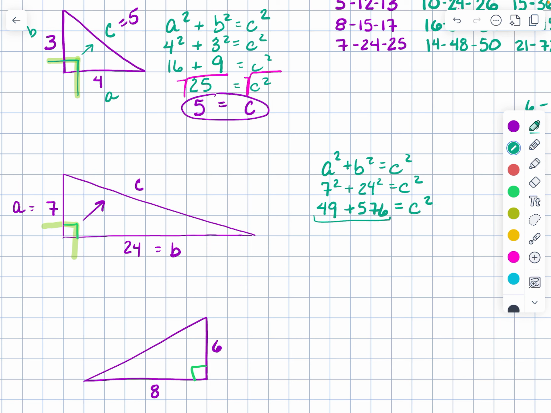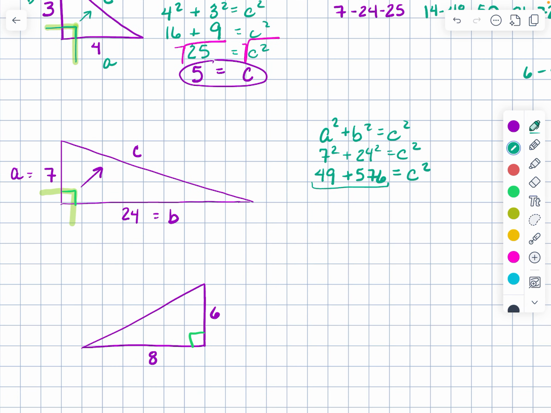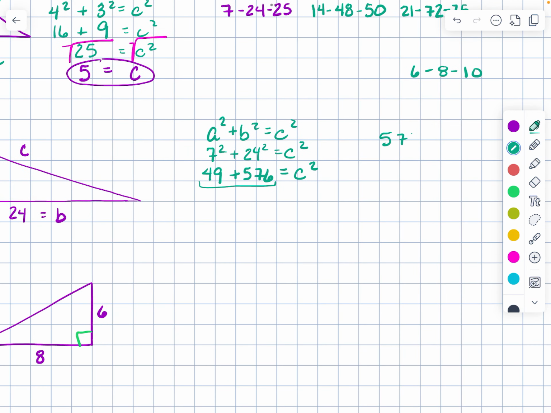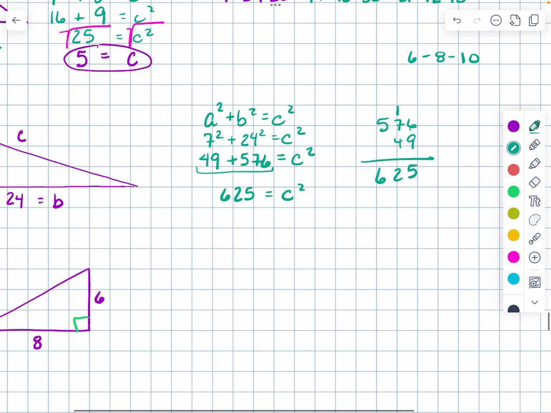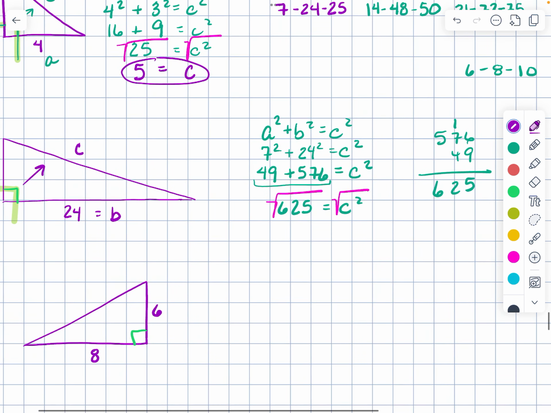So now we're going to add these together. Let me do this over here. 576 plus 49. That's 625. That's 625 equals c squared. Now again, I need to take the square root of both sides in order to get my answer. I do know the square root of 625 is 25, and that is equal to the square root of c squared, which is c. And this is my answer. C is equal to 25.